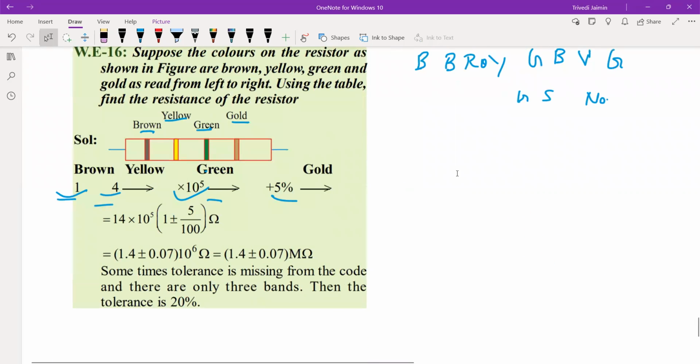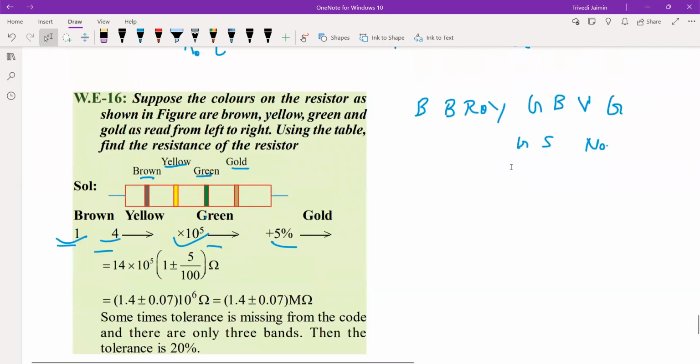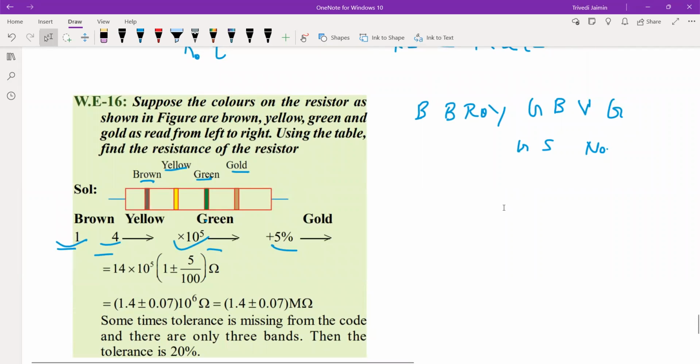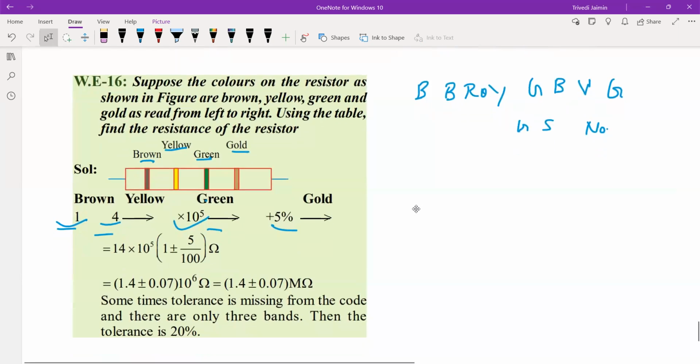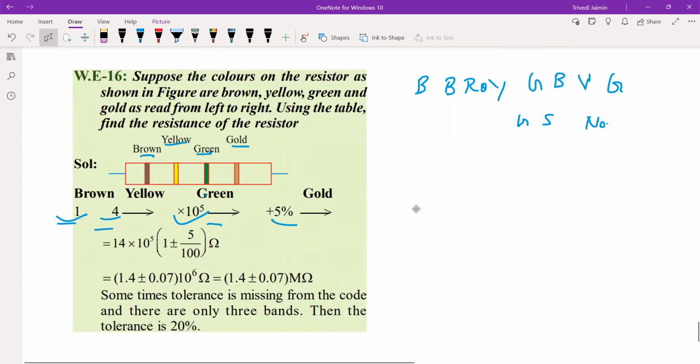I'm not able to paste. What's happened? Can you all see that? I pasted here. Is it visible to all? Yes, sir. No, but I can't see. I don't know.